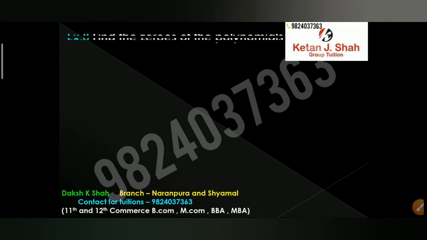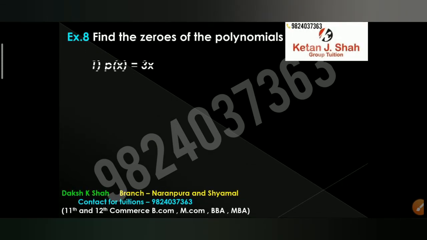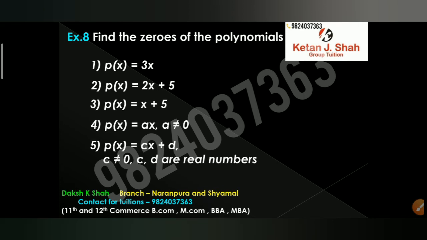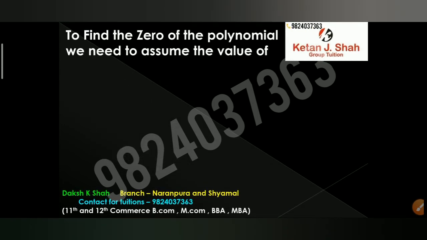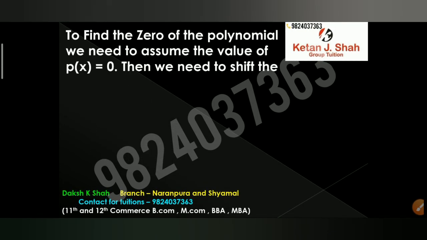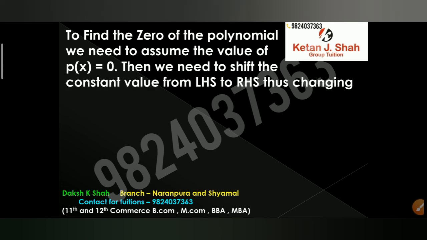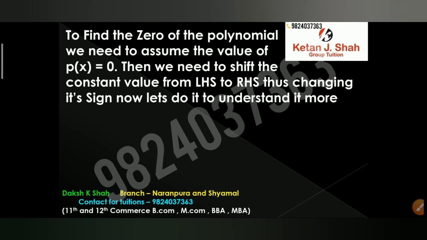Now, find the zeros of the polynomials. So these are our questions. We have to find the zeros of the polynomial. So for finding the zeros of the polynomial, we need to assume the value of p of x equals 0. Then we need to shift the constant value from LHS to RHS, thus changing its sign. So now let's do it to understand it more easily.